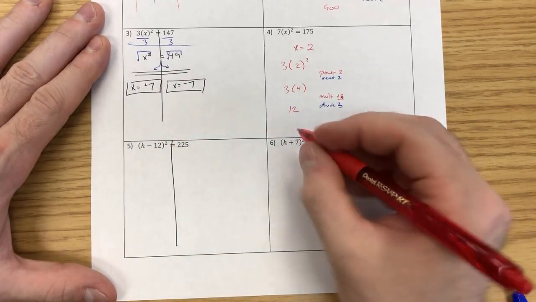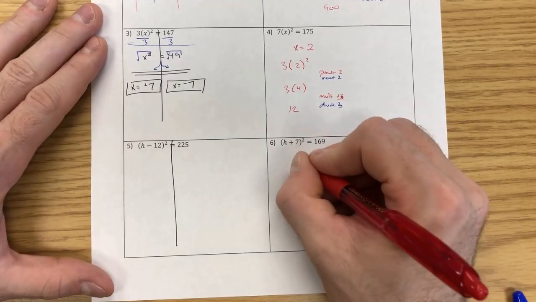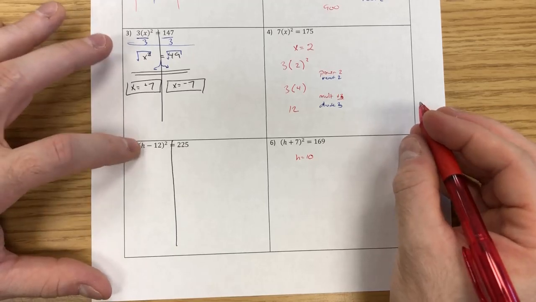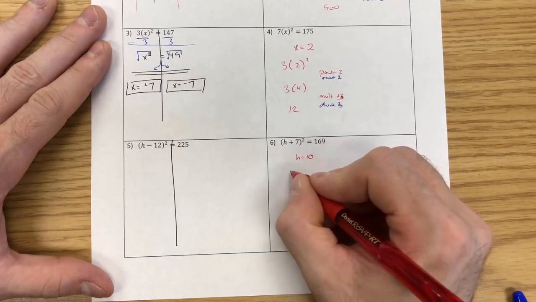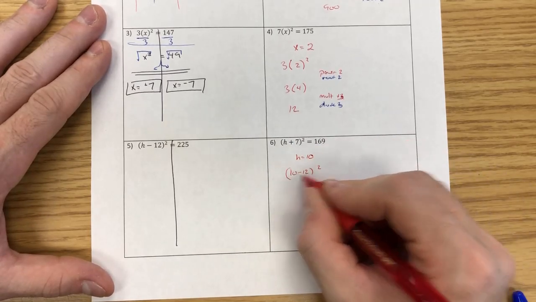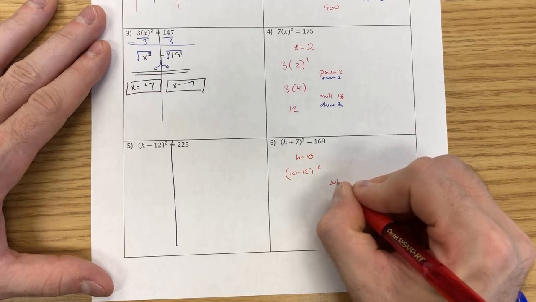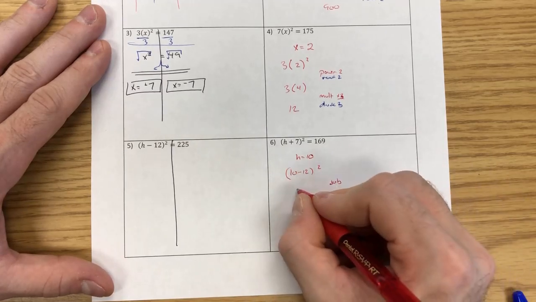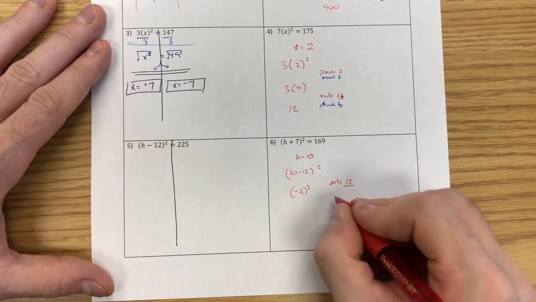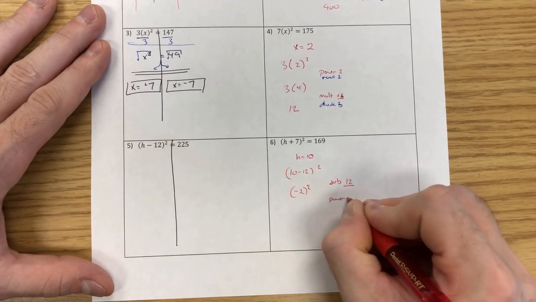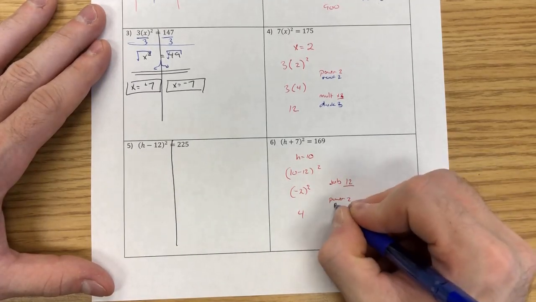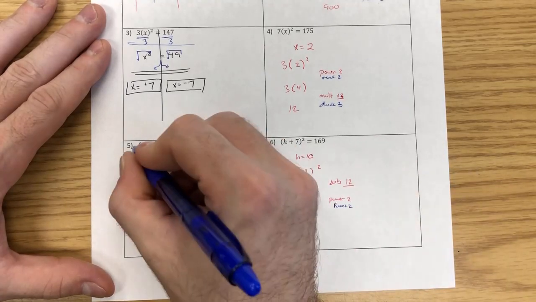Plug in some random value for, in this case, h. So let's say h is equal to 10. So I have 10 minus 12 squared. Well, my first step is to go inside and subtract. So 10 minus 12 is going to give me negative 2. So I subtract 12. And then I'm going to power 2, which is going to give me a 4. So I know that reversing my way, I'm going to root.